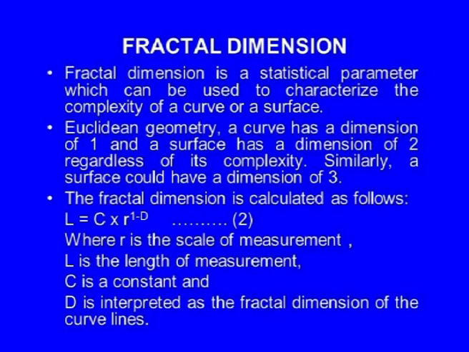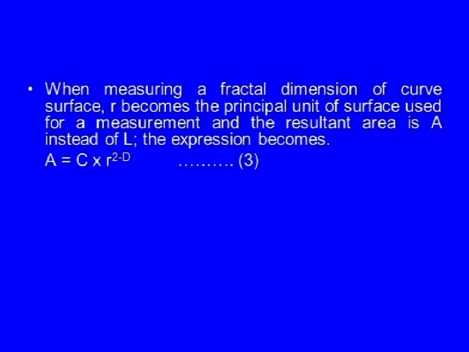The fractal dimension is calculated as follows: L is equal to C into R raised to the power 1 minus D, where R is the scale of measurement, L is the length of measurement, C is a constant and D is interpreted as the fractal dimension of the curved lines. When measuring the fractal dimension of a curved surface, R becomes the principal unit of surface used for measurement and the resultant area is A instead of L, and the expression becomes A is equal to C into R raised to the power 2 minus D.